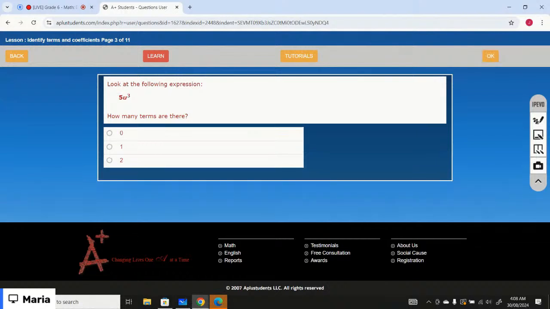Look at the following expression. 5u cube. How many terms are there? Only one term. The correct option is 1.